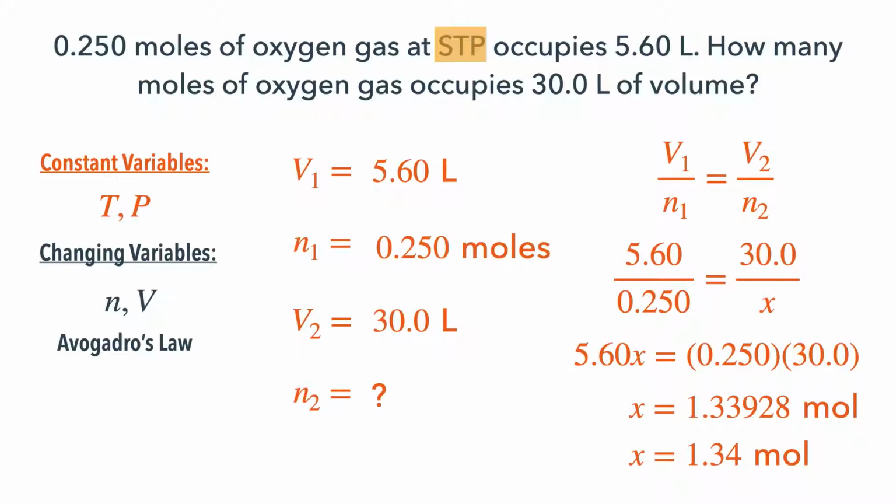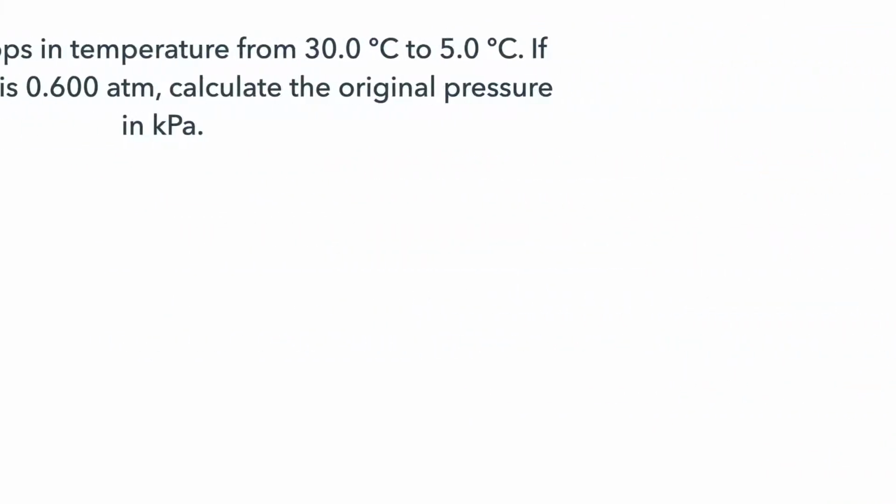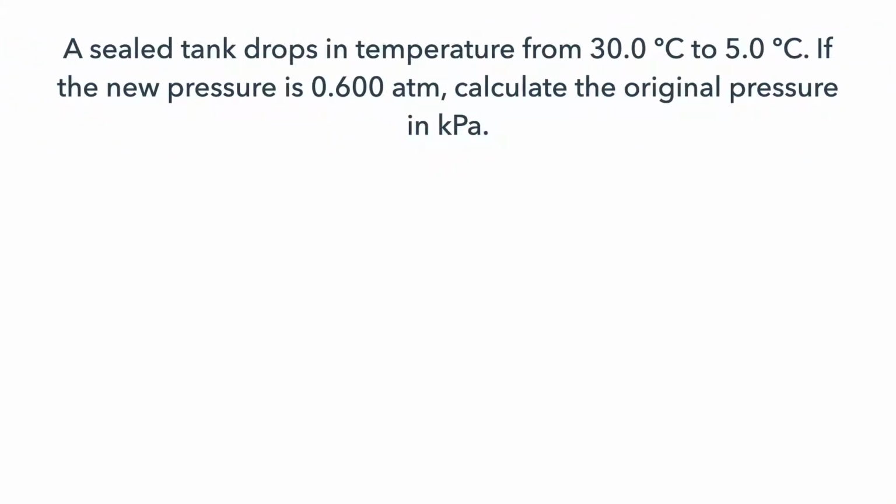2 more to go. A sealed tank drops in temperature from 30 degrees Celsius to 5 degrees Celsius. If the new pressure is 0.6 atmospheres, calculate the original pressure in kPa, or kilopascals.